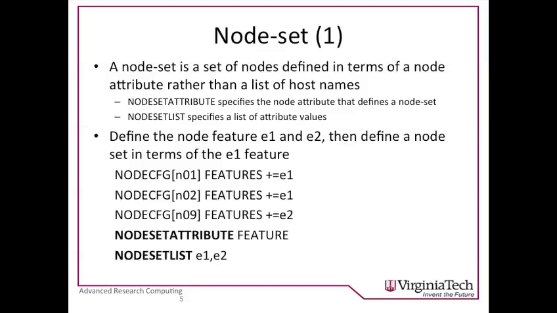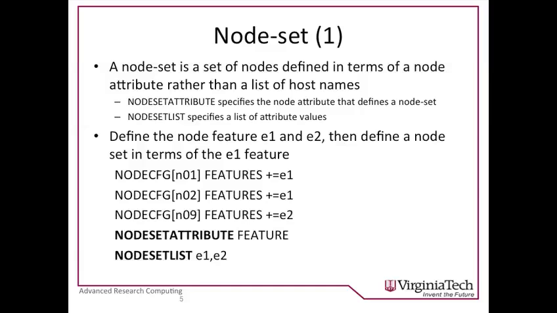And the second one is the node-set list, and the node-set list is a list of attributes. So here I show a very simple example where we define two attributes, E1 and E2. For each node we define what attributes the node has. So for node 1 we define feature E1, for node 2 feature E1, and for node 9, let's say, feature E2. So each node has a property. In this case a node has either property E1 or E2.